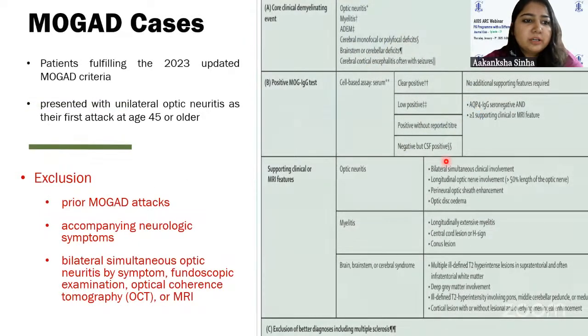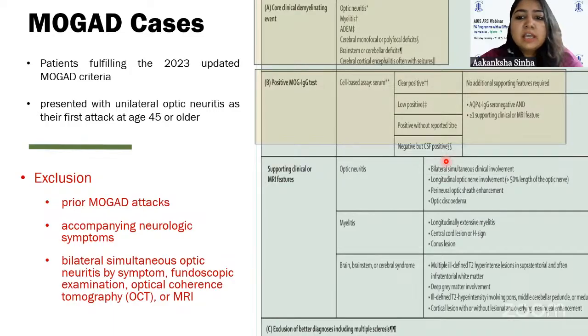First of all, the MOGAD cases are defined as patients that fulfill the 2023 updated MOGAD criteria. So I would like to take you to the diagnostic criteria. A core clinical demyelinating event should be present in a patient along with a clear positive MOG IgG test, that is the titer should be 1:1000. If the patient has a low positive without reported titers, or negative but CSF protein with oligoclonal bands present, then the patient should be aquaporin-4 IgG seronegative, along with supporting clinical and MRI features as indicated below. Along with that, exclusion of other diagnoses, including MS, should be done beforehand.